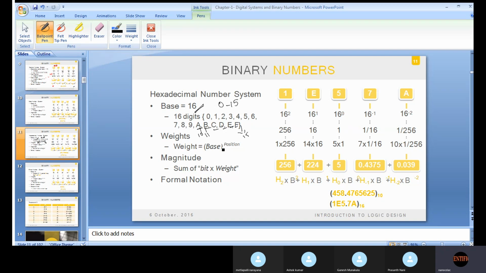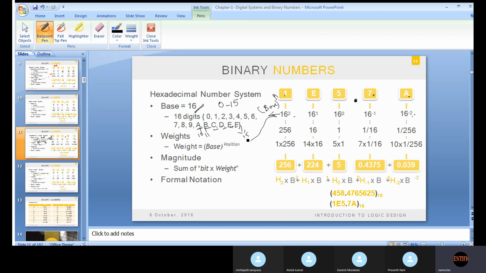Okay, so weight is obviously base power position, magnitude is sum of digit into weight. So here also, 1E5.7A. Okay, 1E5.7A. A is 10, with position 16 power minus 2, 7 with 16 power minus 1. All these are the base. Okay, so base into position values.